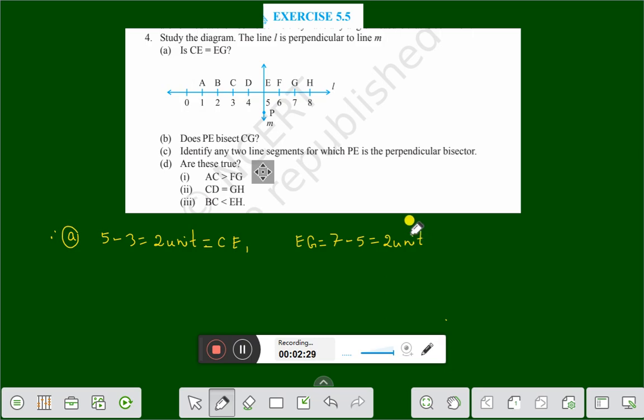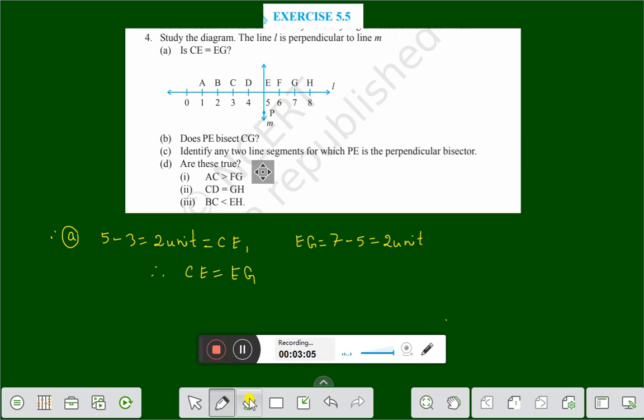Therefore, we can say that E is the middle of C and G. Therefore, we can say that CE is equal to EG because they have the same length, right? That is question number A. Now, we'll do question number B.